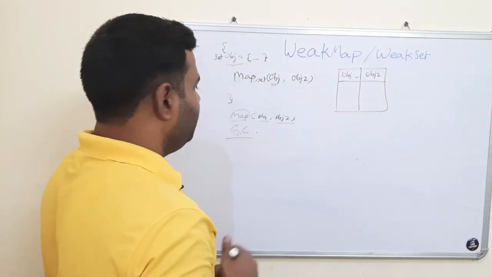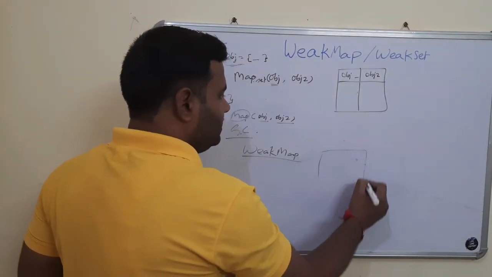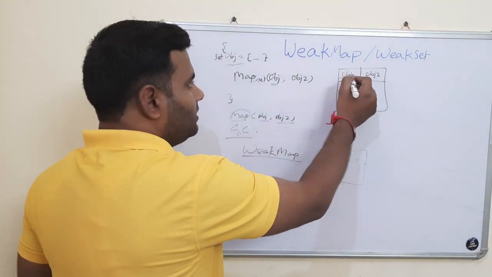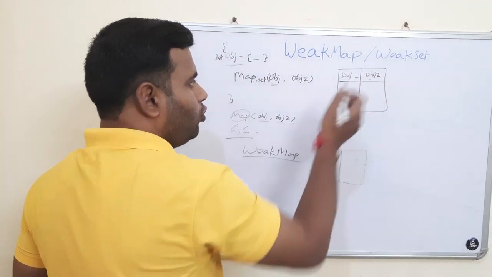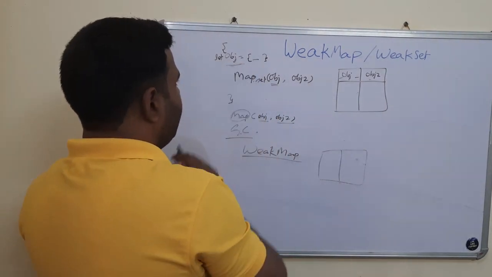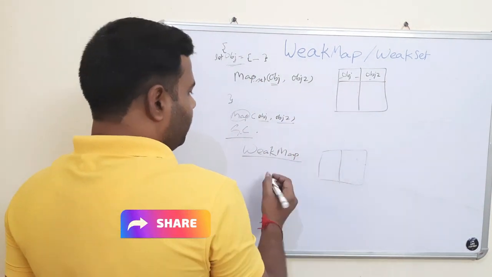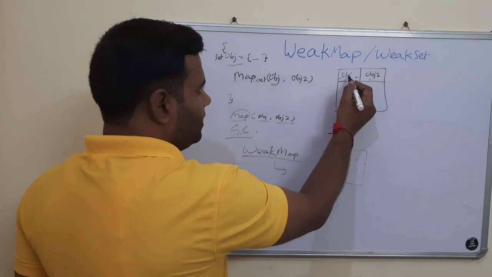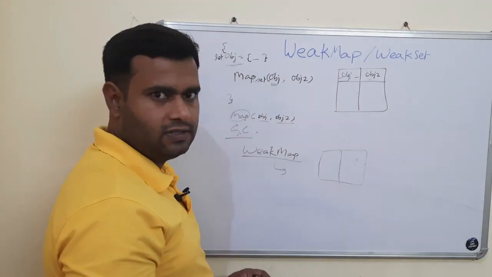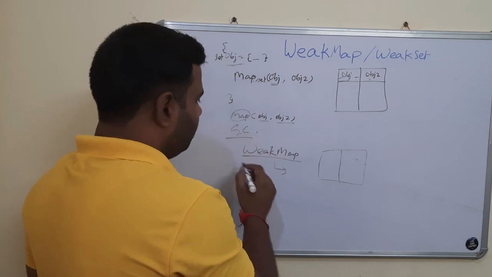So in a map, what happened? WeakMap will clean up these objects automatically in case there is no other proper handle to this obj and obj2, right? So let's say when the obj handle is invalid because it is lying in some scope, then WeakMap itself cleans up these things in the next iteration when the garbage collector runs. Okay. So this is the proper use case of WeakMap.